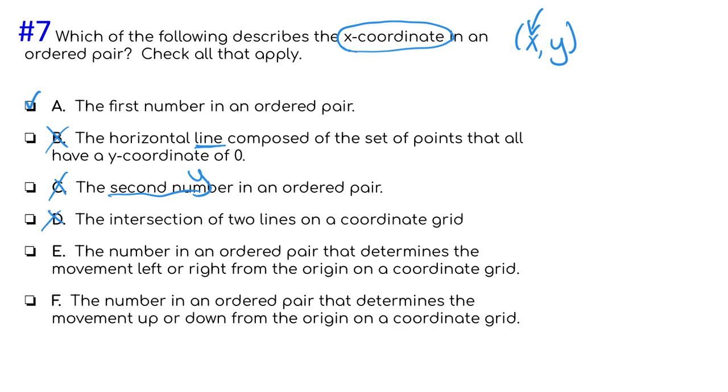E, the number in an ordered pair that determines the movement left or right. Well, since the first number tells us where to run, which is moving from the origin to the right, that means E sounds pretty good. F, the number in an ordered pair that determines the movement up or down. No, that would definitely be the y coordinate. So F is out. Correct answers, A and E.